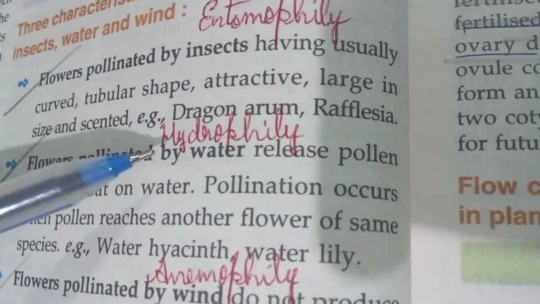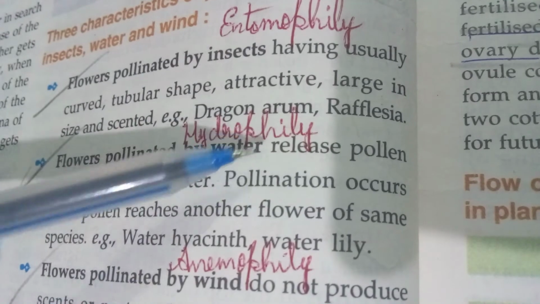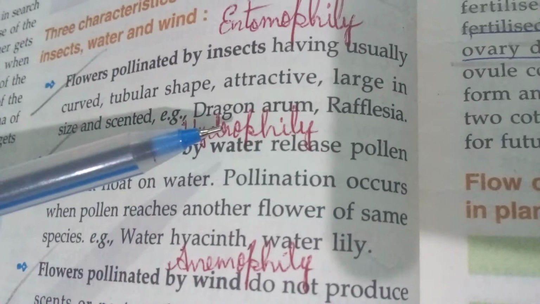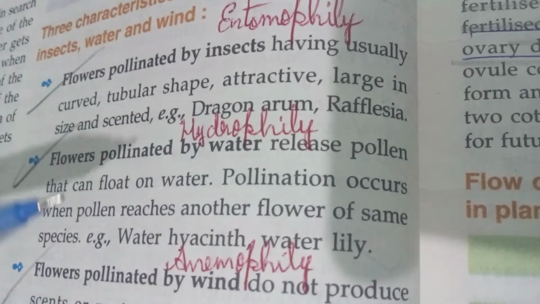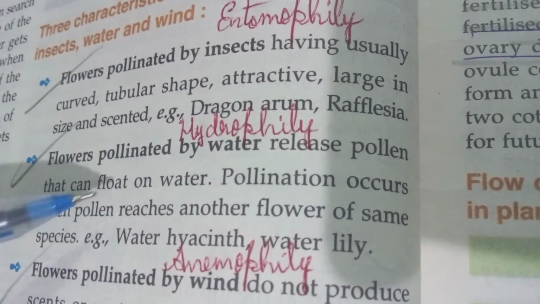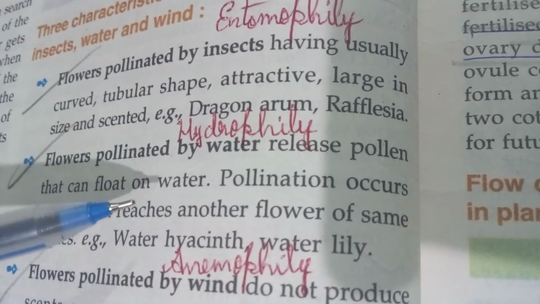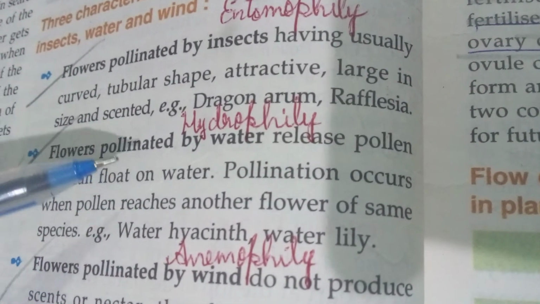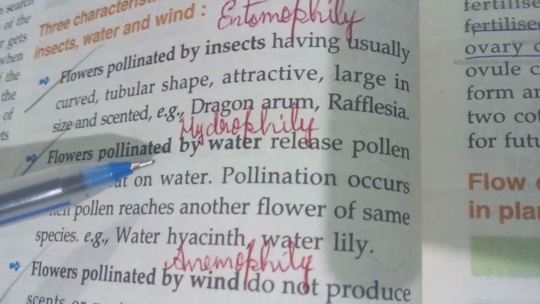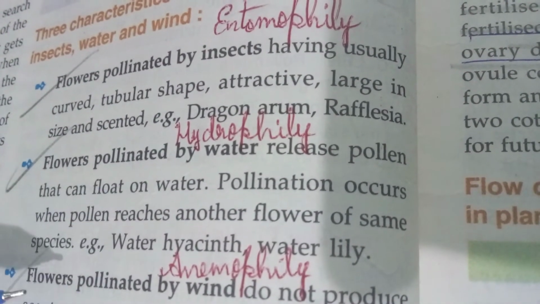Flowers pollinated by water. The type of pollination is hydrophily, and the flowers are known as hydrophilous. So what are the characteristics of those flowers? The flowers usually have stamens which are very long, so that the anthers hang out of the petals and they can detach from the stamens and move towards the female flowers. Clear? So we have the examples: water hyacinth, water lily.